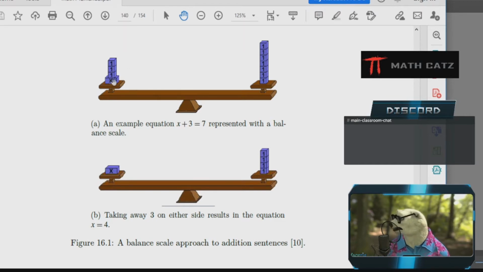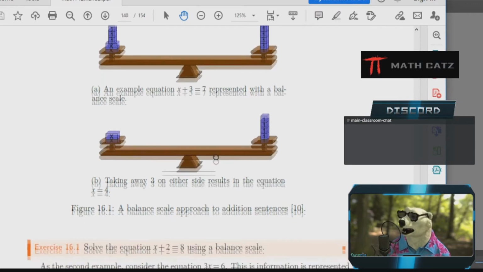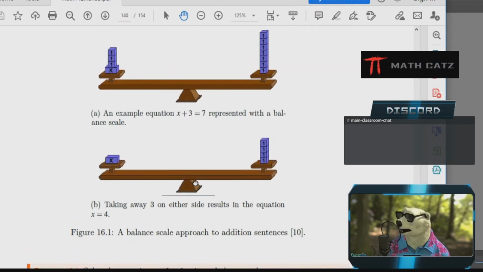So the balance scale motivates this completely. In the case where I have a mystery quantity with some 3 other blocks, and I have how many on this side? 7. They're in balance, and I get the equation that corresponds to this, x plus 3 equals 7. And of course, logically, it's not a big step to say that if I take 3 blocks off each side, then everything is still in balance, which says that I can subtract an amount as long as I do it on both sides of the equation, and the resulting equation has the same information.